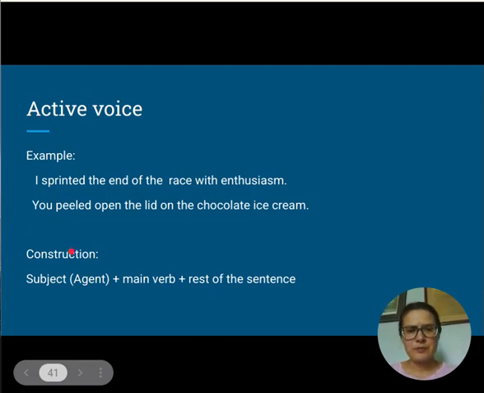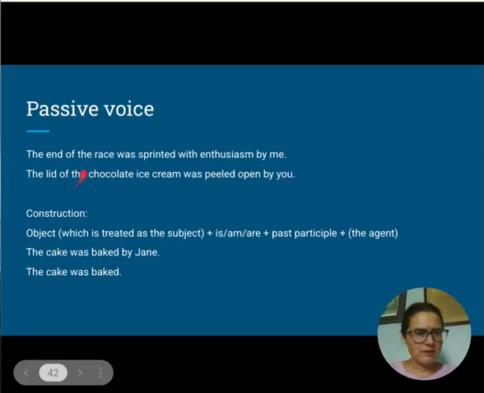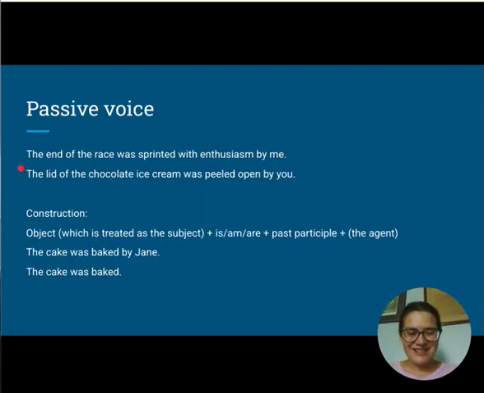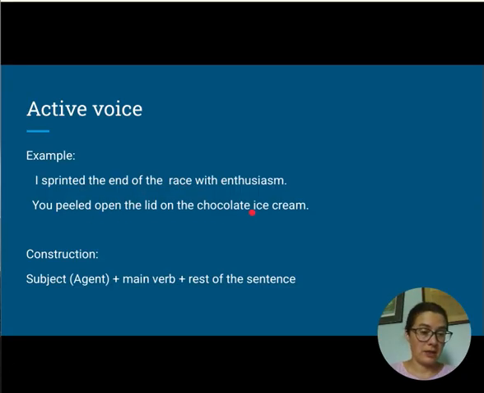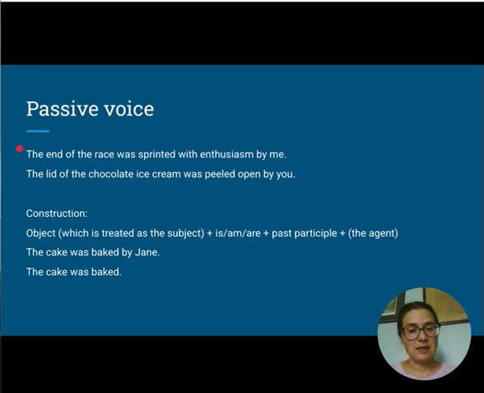It's pretty simple. Now, the passive voice, I've rearranged these two sentences, and they are just a little bit more awkward to read. Notice what happens. I focus on what was the object here before. In the first sentence, the race. That's what I was running. I sprinted the race. And what did you peel open? It was the chocolate ice cream. Okay. The first example: the end of the race was sprinted with enthusiasm by me. The lid of the chocolate ice cream was peeled open by you.